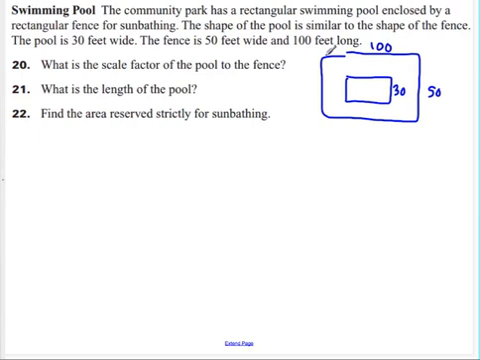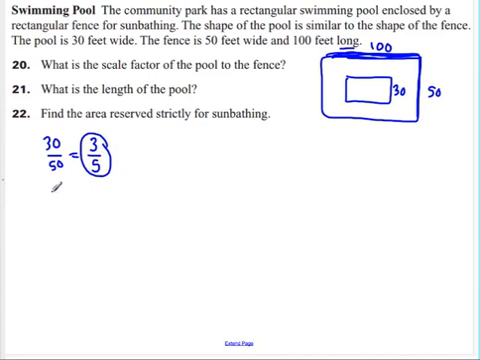Something that freshmen and sophomores need to really remember is that when it says long, that's going to be our longest side, or our length is going to be our longest side. Our width is then going to be the shorter side when we talk about rectangles. So this is the width, this is the length, width and length. Make sure that you do set them up correctly. What's the scale factor? We'll just say 30 over 50. Really easy to simplify down to 3/5. This is our scale factor.